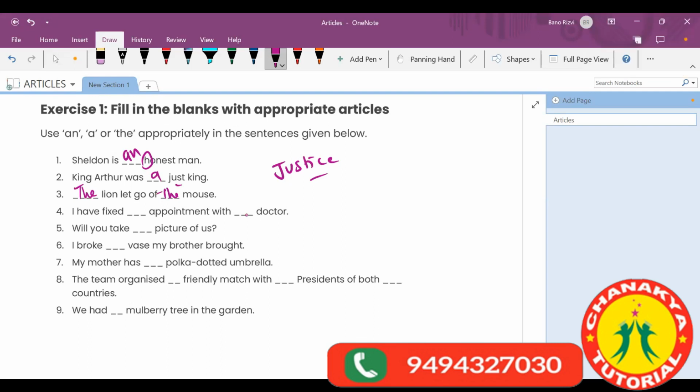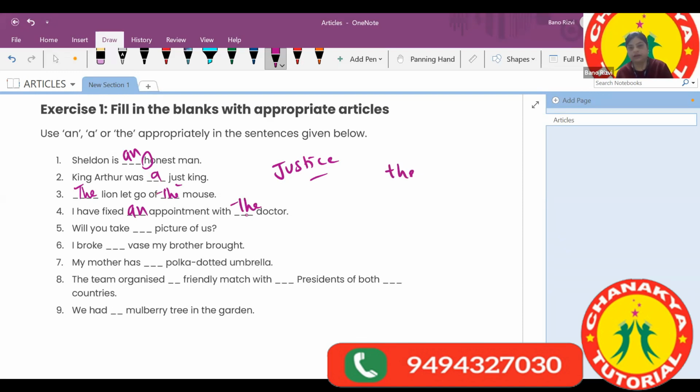Next, I have fixed an appointment with a doctor. With the doctor. Just let me tell you when we say the and when we don't say the. What is right? A doctor or the doctor? This is in general when we are speaking. Anybody has any idea? Moksha?